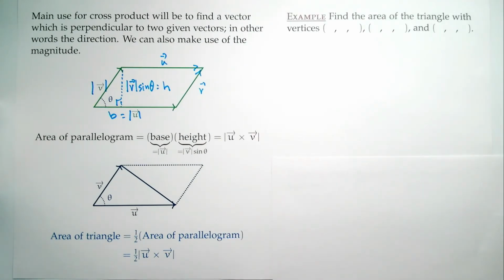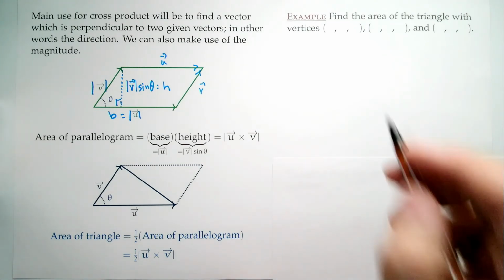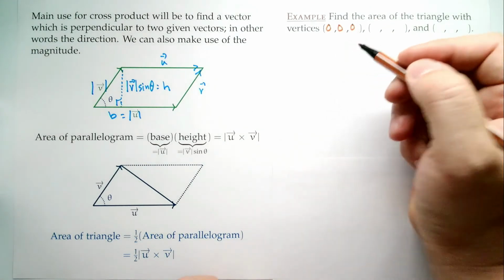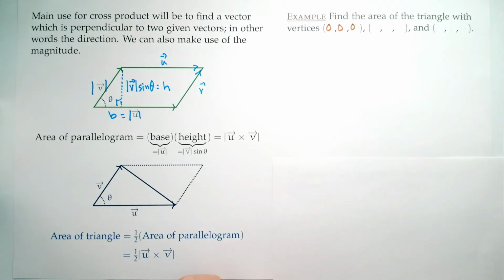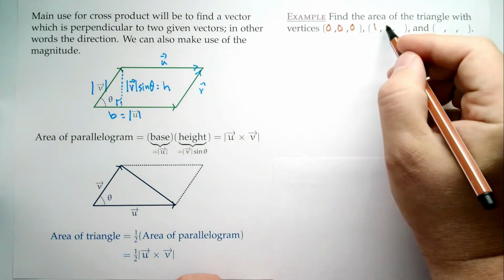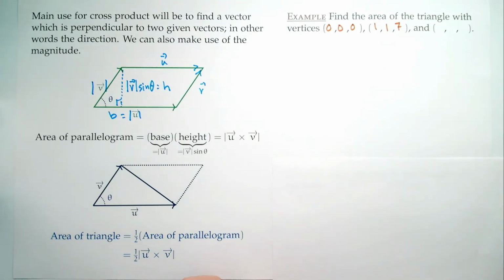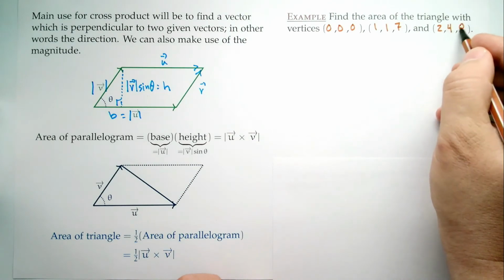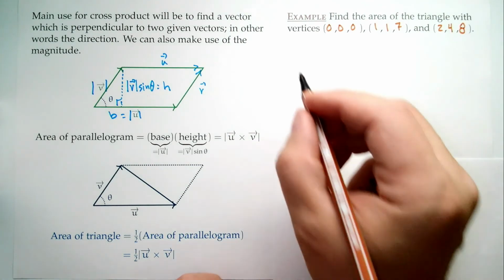Okay, so let's do a quick example. Find the area of the triangle with vertices. All right. I need some vertices. These are three-dimensional points. Okay, so you're going to be nice to me. I appreciate that. Thank you very much. All right. I need another vertex. 1, 1, 7. And one more. 2, 4, 8.